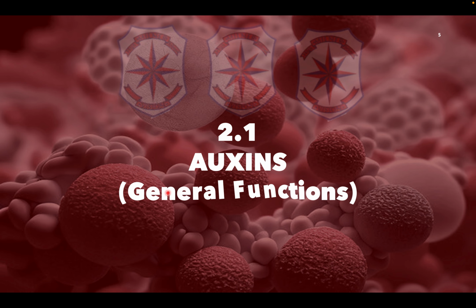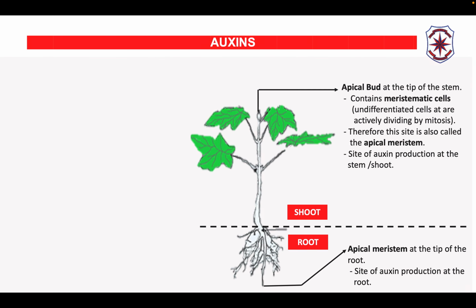All right, now let's look at the first type of plant hormones called auxins and what their general functions are. Before we look at the general functions of auxins, let us look at our plant body. Plants also have organs.